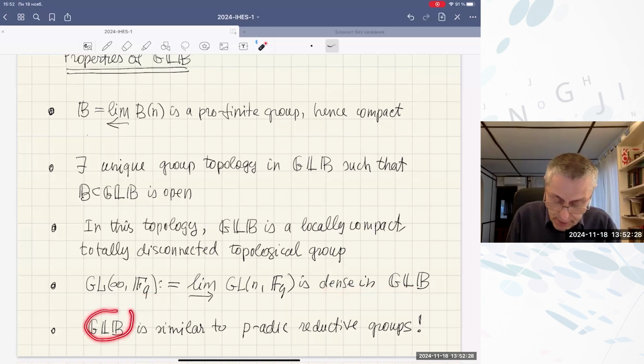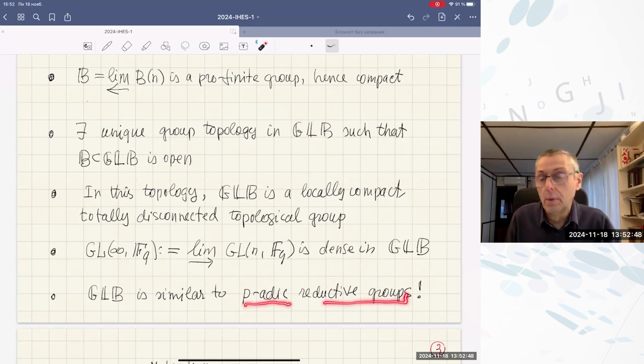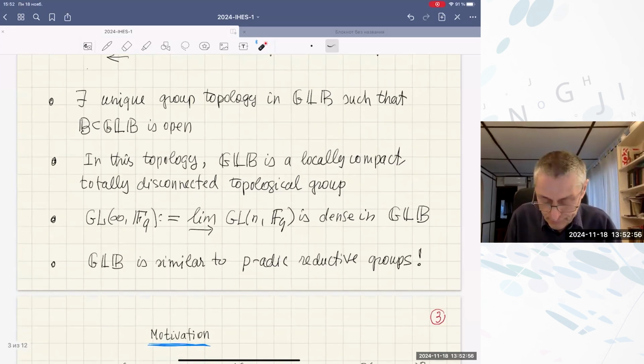So GLB can be viewed as a topological completion of this countable group. And the next remark is that in a certain sense, this group is similar to a p-adic reductive group because it is locally compact and totally disconnected. A typical example of such groups are p-adic groups, but it is not p-adic.